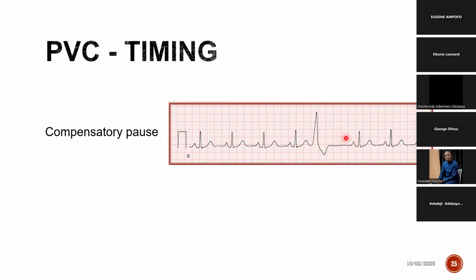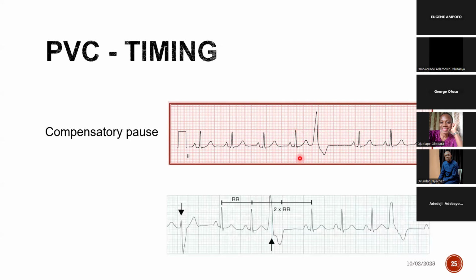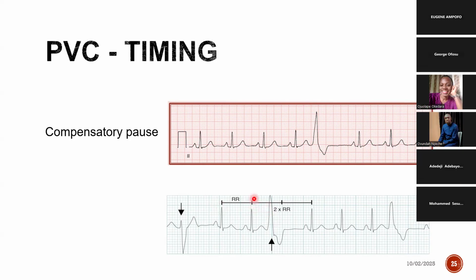And usually, if you measure from the R wave before the PVC to the R wave after the PVC, that distance will be about twice the R to R interval preceding the PVC. So that is what is demonstrated here. From this point to that point, it's about half the distance between this QRS complex and the one following the PVC.